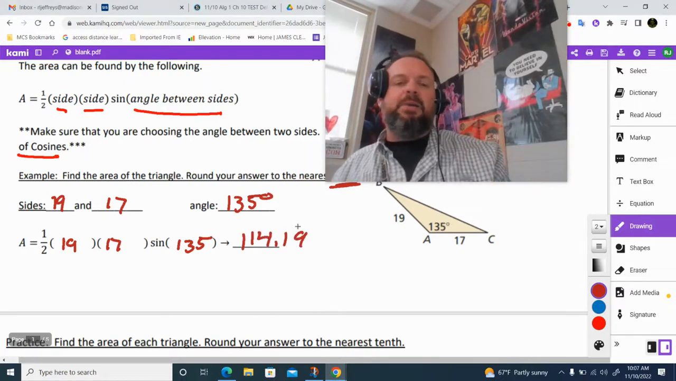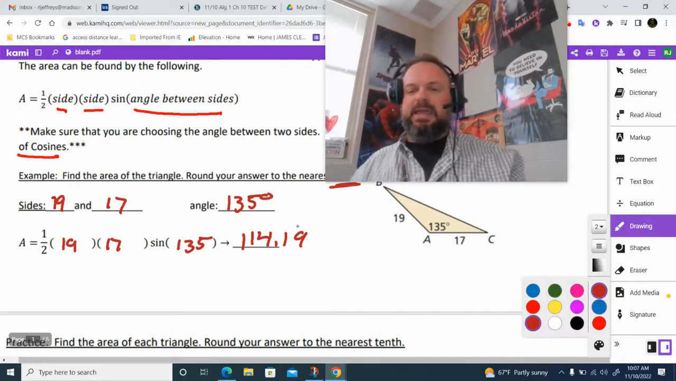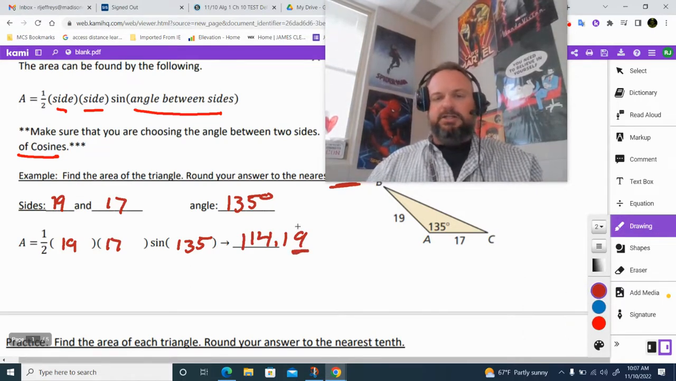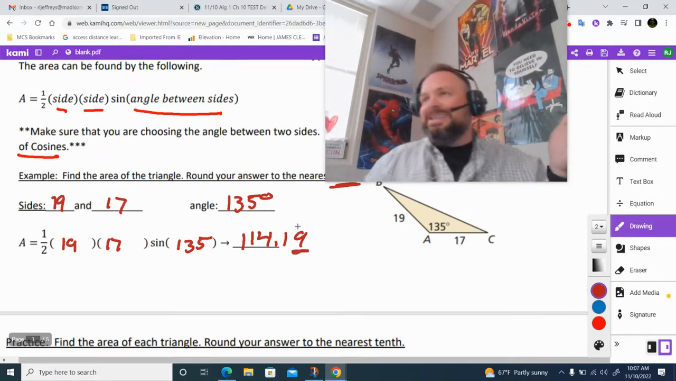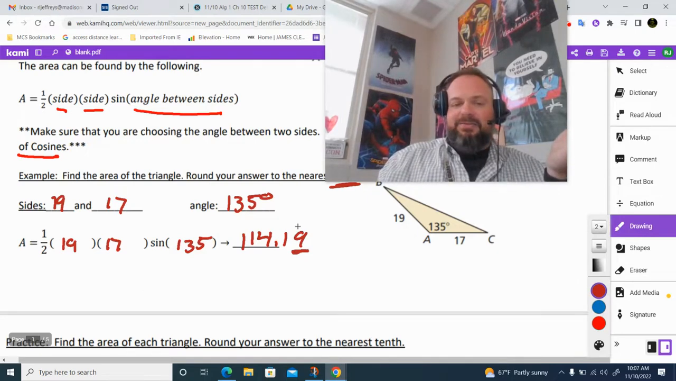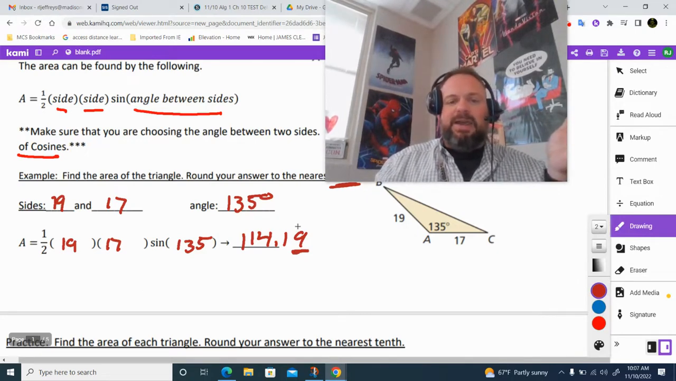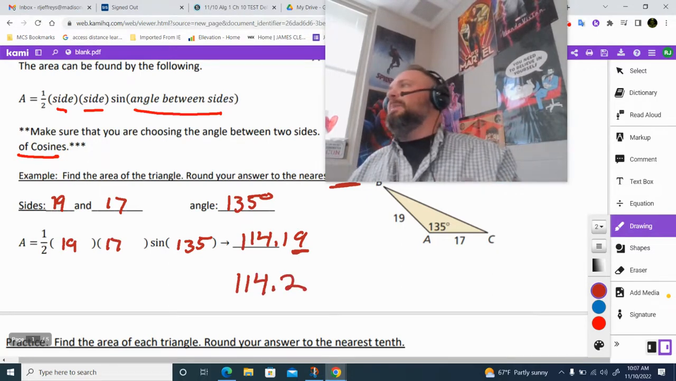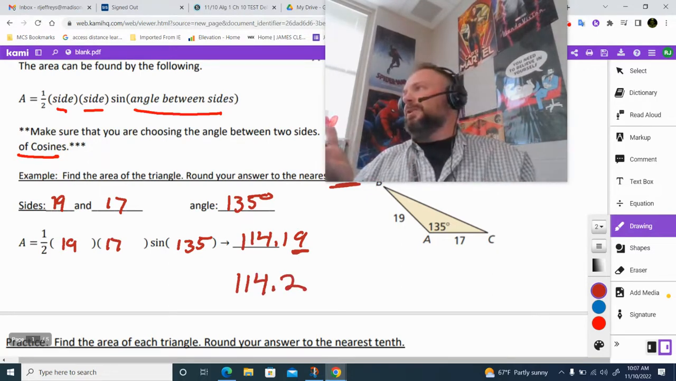114.19. All right. If I'm rounding to the nearest tenth, that means I look right here. Okay. That is bigger than 5. So I'm actually going to say my area is 114.2.